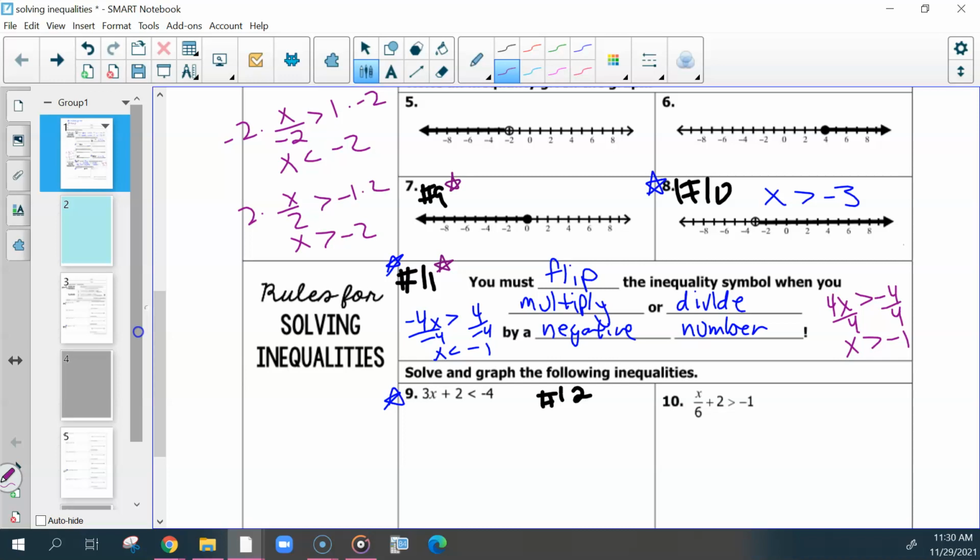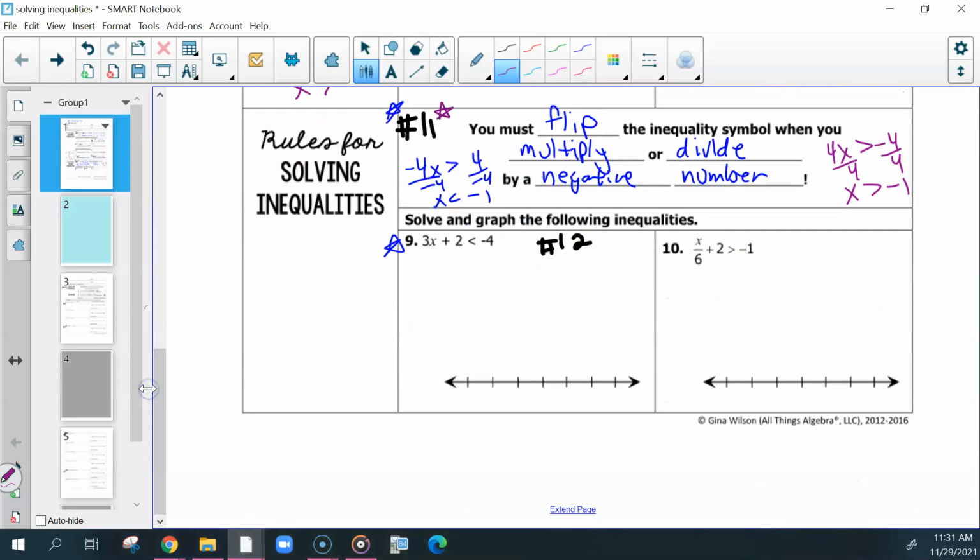Do you have any questions on that part before we actually do some examples? We're going to do this number 9. When you do these, think about how you would solve it as if it were an equation and do it the same way. You can pretend that this is an equal sign for a moment. Don't actually change it to an equal sign, but think about it like it was an equal sign. How would I solve this?